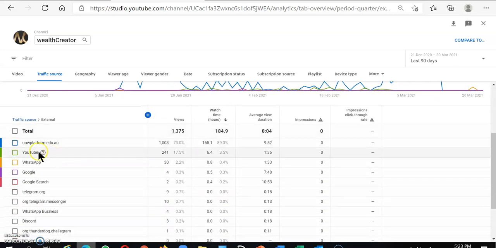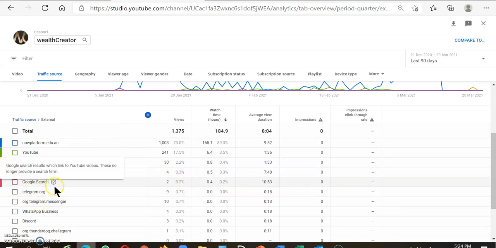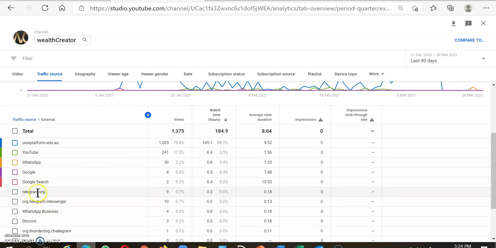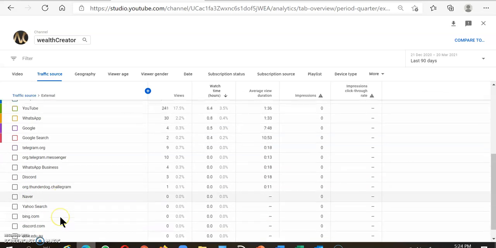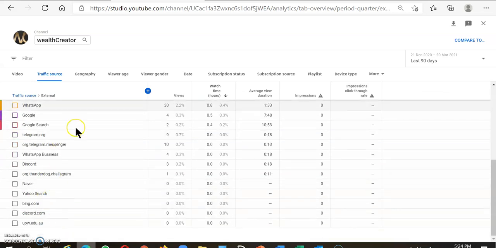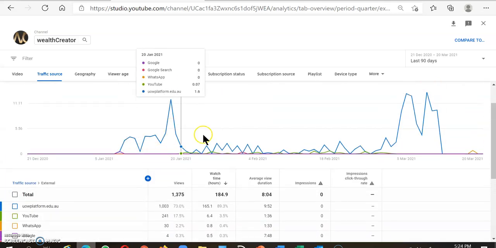What are the external sources? I see this UOW platform, YouTube platform, WhatsApp. You can see that about 30k leads come from WhatsApp, which means WhatsApp actually leads to the YouTube video. Google search, not so much. Maybe people don't invest too much in Google search. And even from Telegram, and WhatsApp for Business also. This basically tells you roughly the lead source, the external source that leads to this viewership.